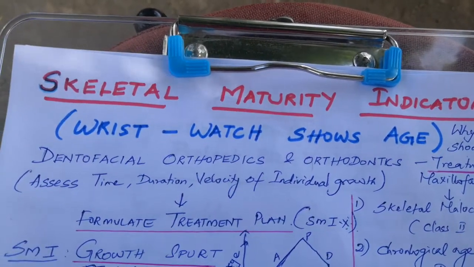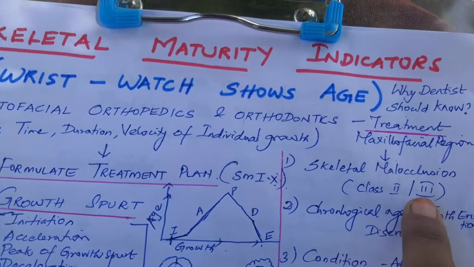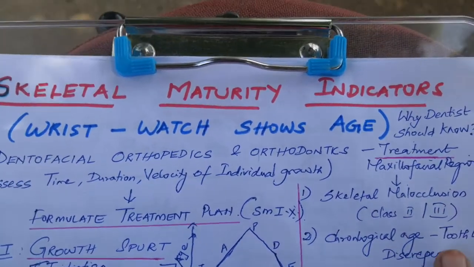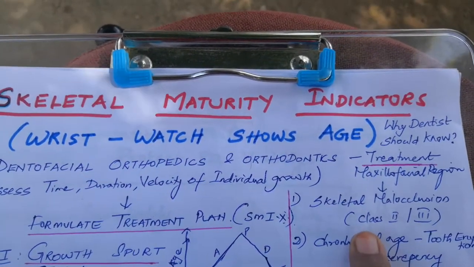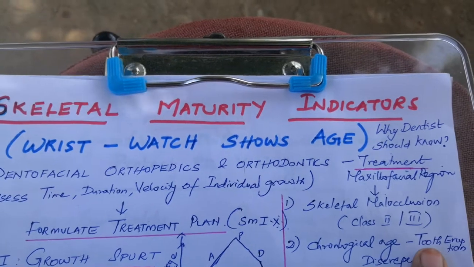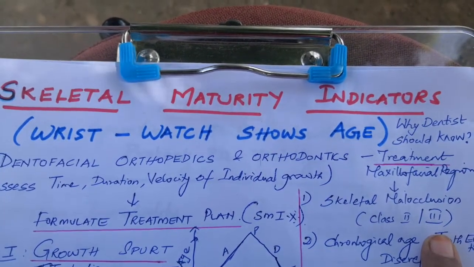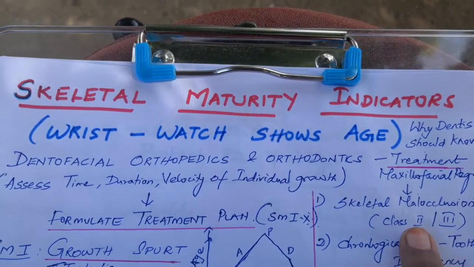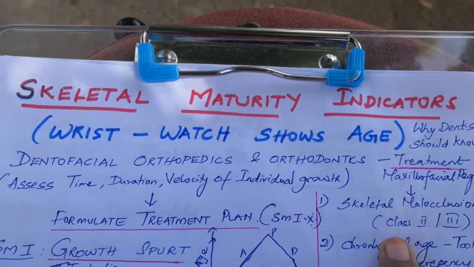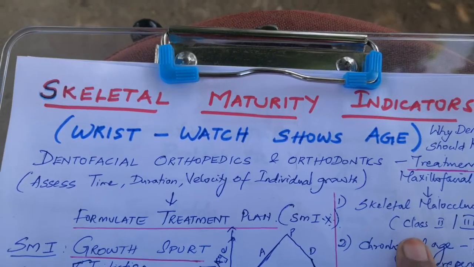For example, in cases of skeletal malocclusion like class 2 or class 3 skeletal malocclusion, our treatment plan will be different for an adolescent patient and different for an adult patient. For the adult patient, we will be doing orthognathic surgery, but for skeletal malocclusion in adolescent cases, we have to do functional appliance treatment.